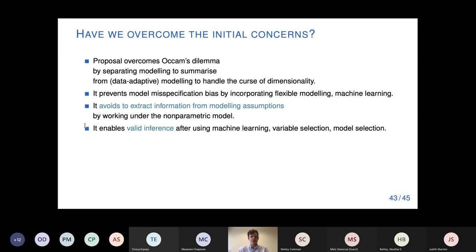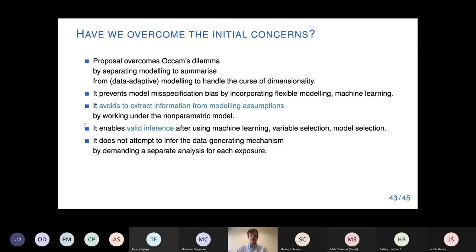This framework for inference also facilitates valid calculation of standard errors, even when we use machine learning tools, variable selection or model selection. So rather than trying to infer the entire data generating process by demanding a set, we really tailor each of our analyses to our specific exposure of interest. And we feel that this approach makes the pre-specification of an entire analysis much easier, because you can pre-specify your model-free estimand, and then for how you do the modeling, you can use these more data adaptive tools that you can specify in your protocol, or maybe even an ensemble learner to choose between the different candidate learners.